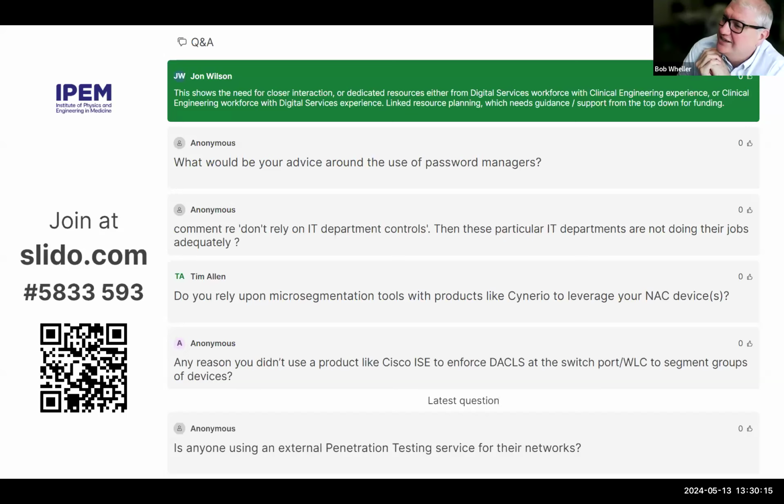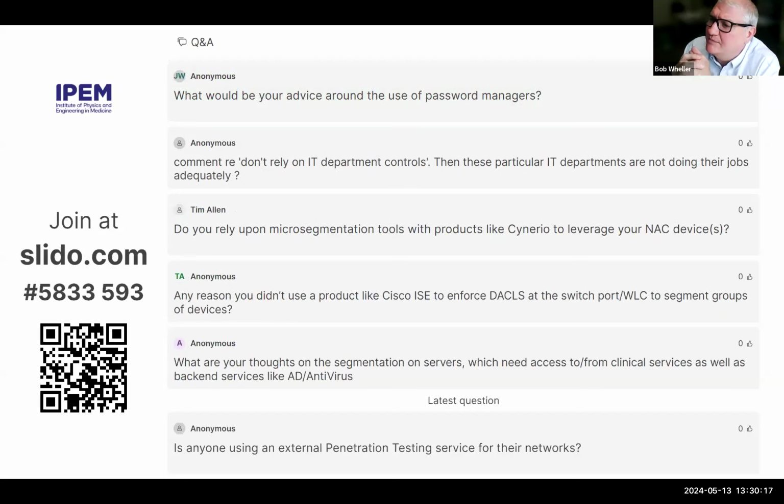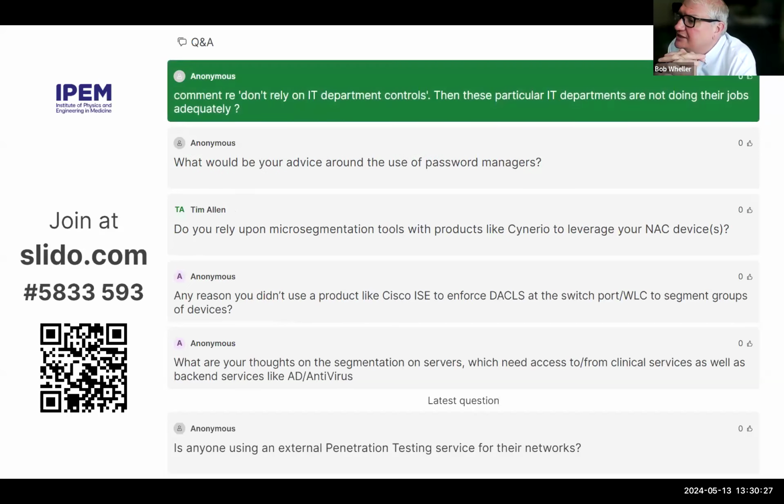So we'll just do one more. We've talked about password managers. Comments: don't rely on IT department controls when these particular IT departments are not doing their jobs adequately.